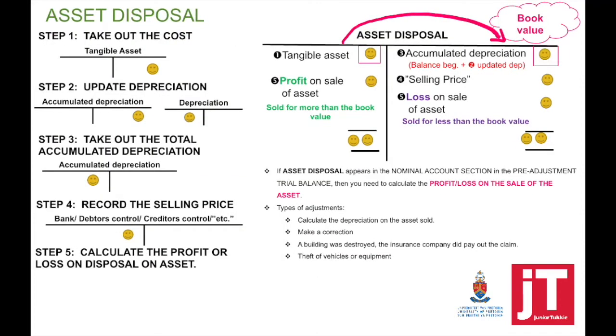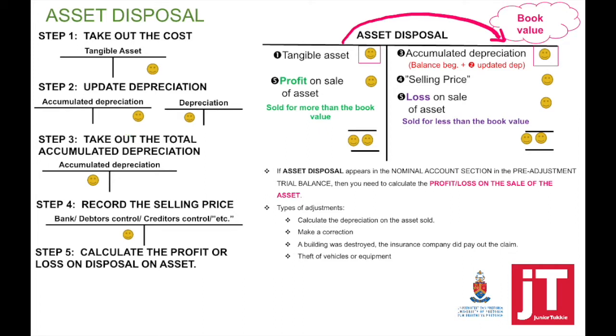Asset disposal. We are going to go through the steps with regards to asset disposal. Step number 1, take out the cost. To take out the cost, it means that the tangible asset is going to be credited, account debited, asset disposal. Step number 2, update the depreciation. When you update the depreciation, it means that depreciation will be debited, account credited, accumulated depreciation.